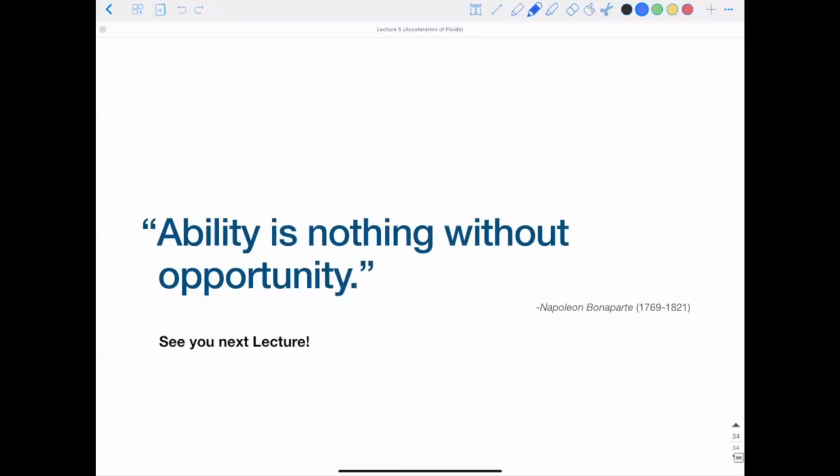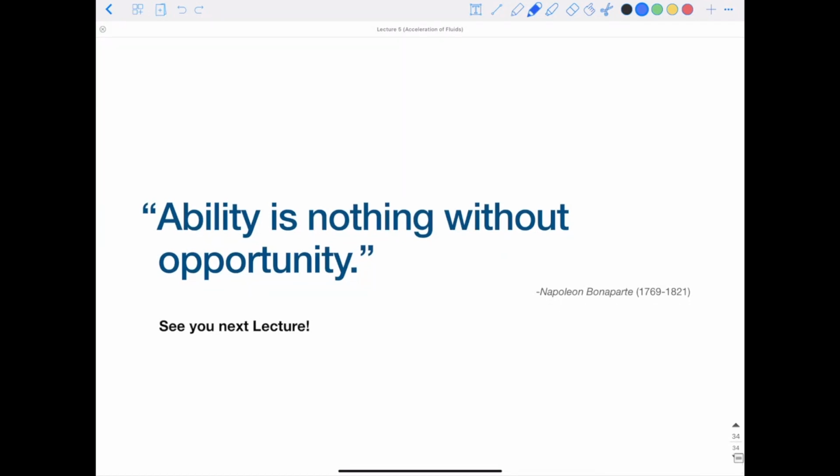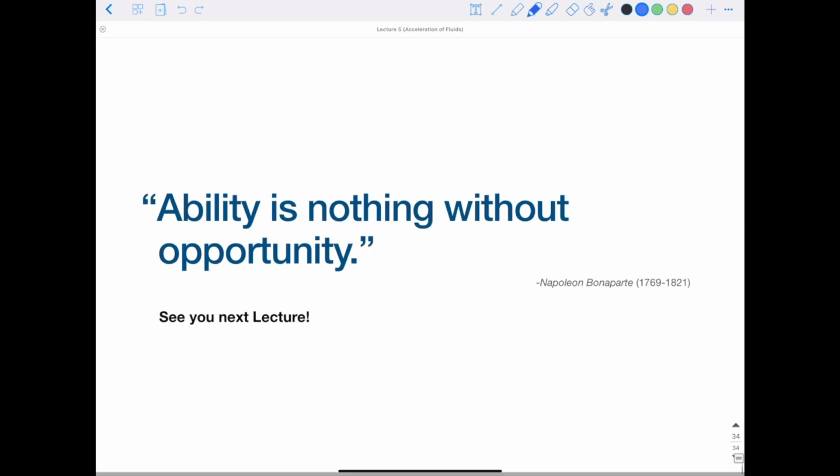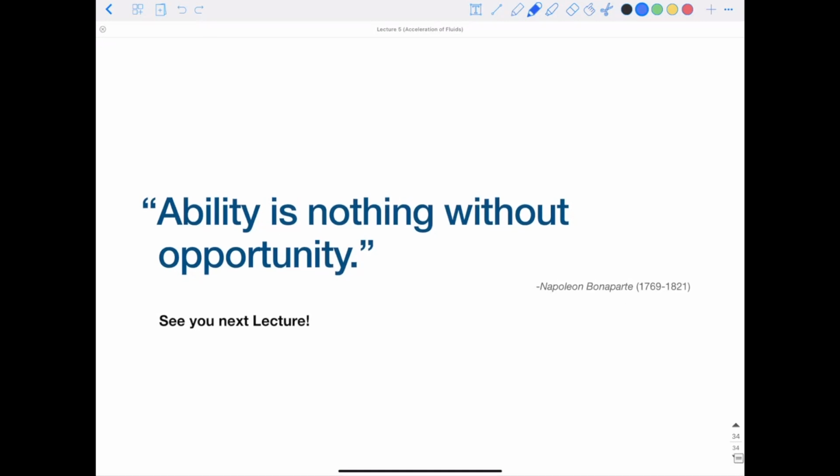And this is a quote from Napoleon: "Ability is nothing without opportunity." And yeah, I like this quote. I thought it was pretty important. It doesn't matter what you're able to do if you're not given the opportunity to do it.